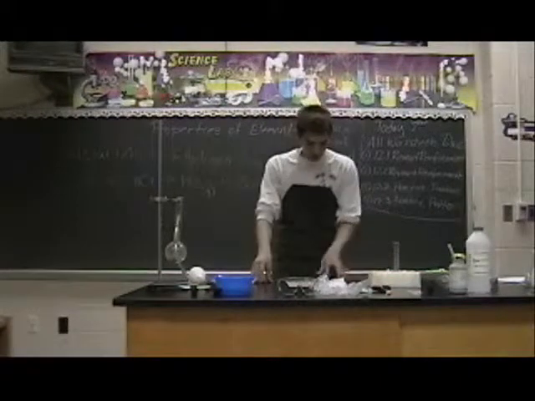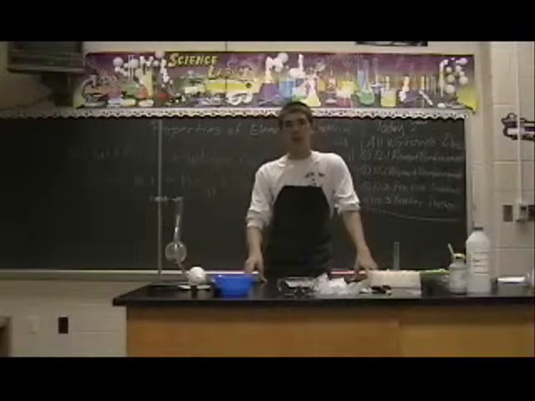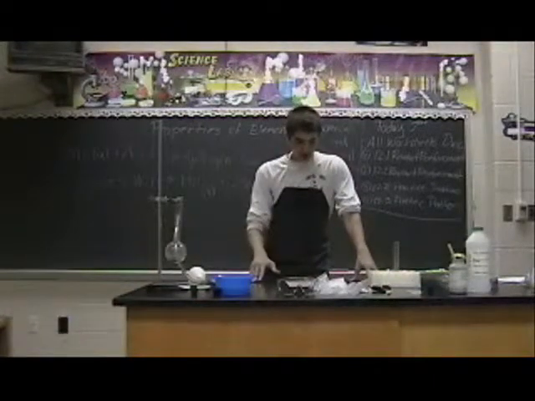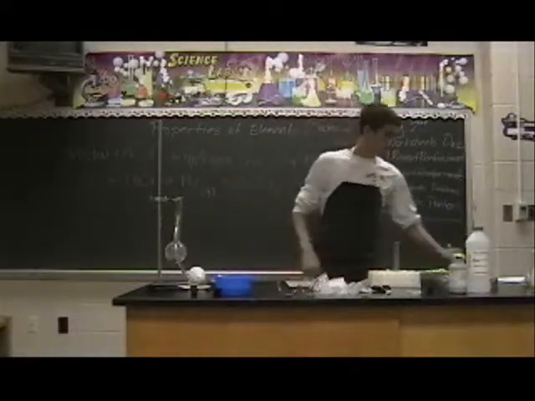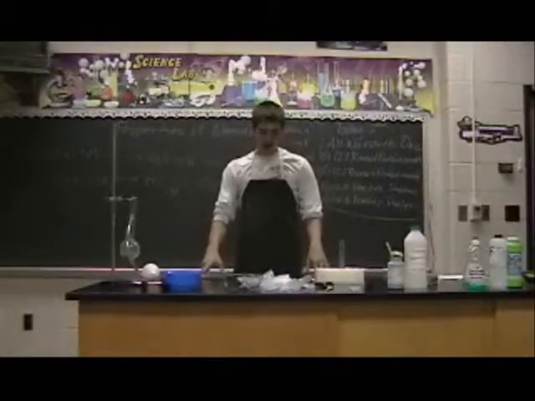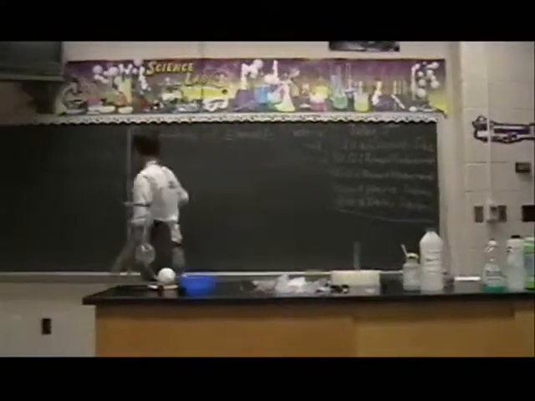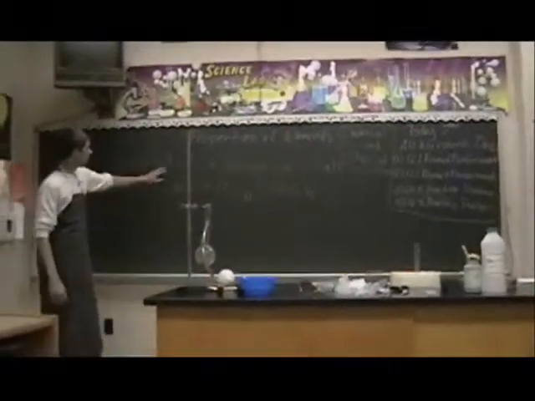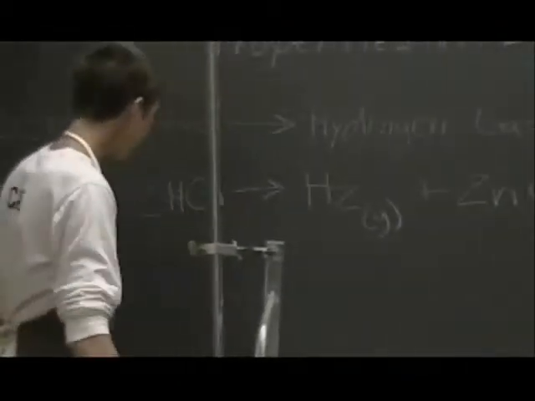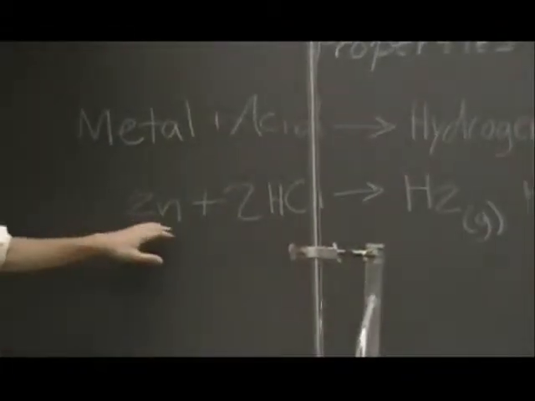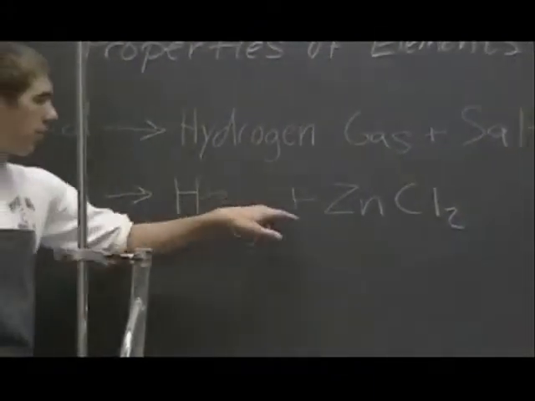Chemical properties of metals can change the identity of a substance, which happens when atoms are rearranged, bringing out new substances. Metals produce hydrogen gas in the presence of an acid. As we can see up here on our board, a metal plus an acid produces hydrogen gas plus a salt. The chemical version would be zinc plus hydrochloric acid produces hydrogen plus zinc chloride.